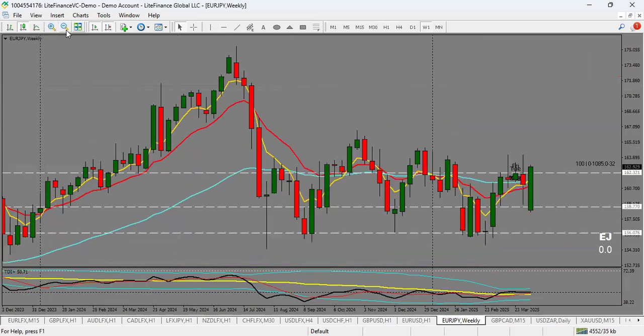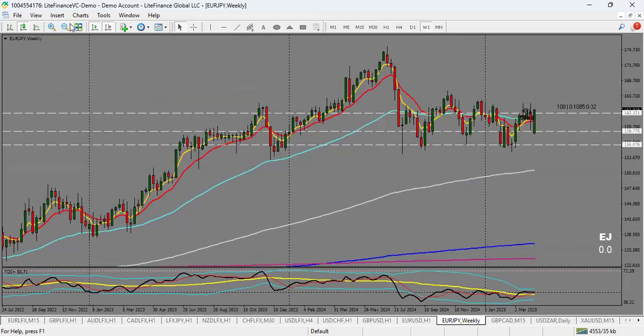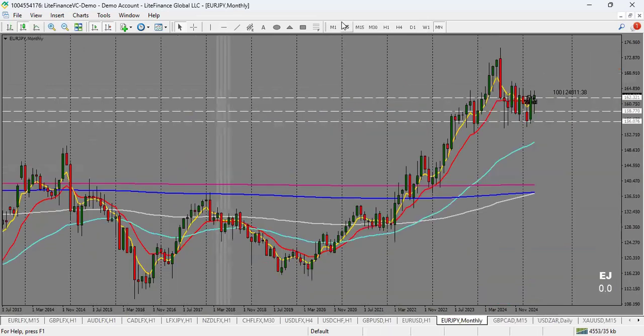Now let's look on EURJPY. The weekly, the monthly time frames. So let me load the template again.